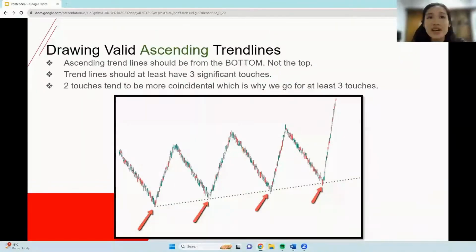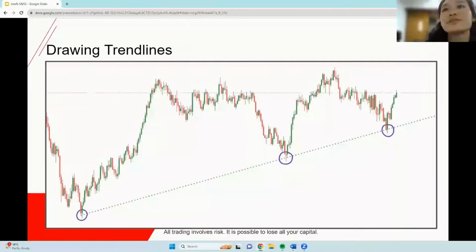So here's what makes a valid ascending trend line. Firstly, they should be drawn from the bottom if it's an ascending line and not the top. Next, trend lines should have at least 3 significant touches, and 2 touches tend to be more coincidental, which is why we typically would recommend 3. So here are a couple of examples. You can see how significant exactly these troughs, or the swing lows, should be in order for them to be considered valid points on a trend line.